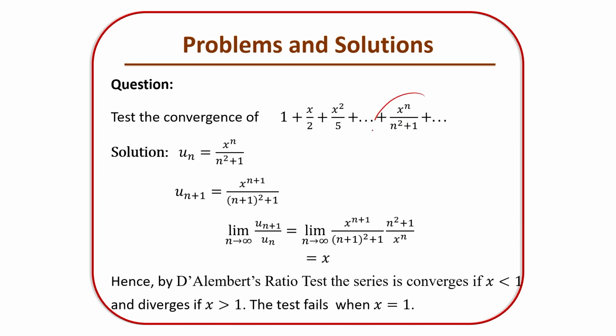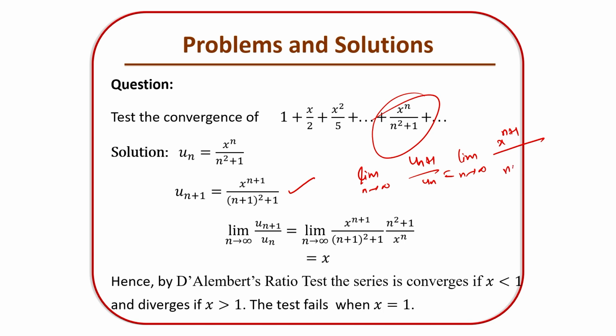So here u_n is given, u_n is x^n divided by n^2 + 1. Now u_(n+1) is x^(n+1) divided by (n+1)^2 + 1. I will calculate the limit as n tends to infinity of the ratio u_(n+1) by u_n, that is equal to the limit as n tends to infinity of x^(n+1) divided by (n+1)^2 + 1, and into (n^2 + 1) divided by x^n. These two terms will give you x.